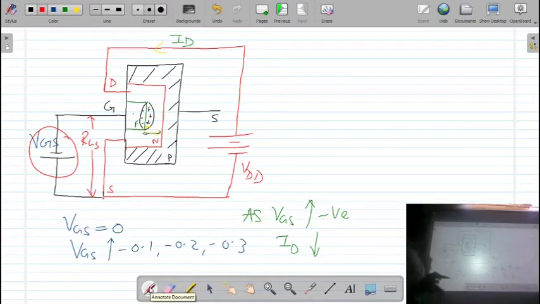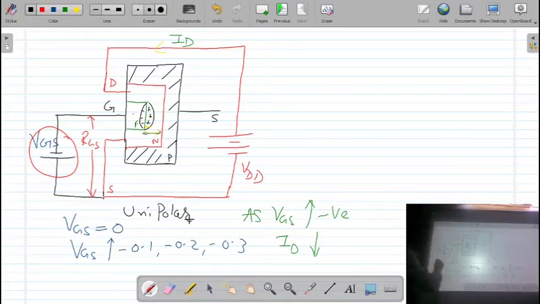So from this discussion, one thing is clear. First, through the channel, only majority charge carriers will flow. Second, the gate is always operated in reverse bias. Third, input resistance is very large. Fourth, it is a voltage operated device. Only one type of polarity is used for the conduction, so it is called a unipolar device.